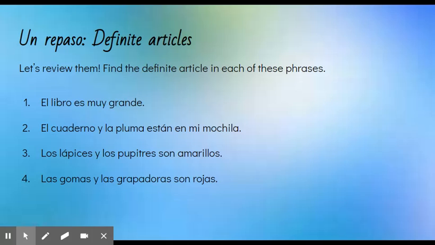In number one, the definite article is el. In número dos, el cuaderno y la pluma están en mi mochila. We have el and la in that sentence, two definite articles. Número tres, we have los lápices y los pupitres son amarillos. Here we have los and los for our definite articles. And número cuatro, las gomas y las grapadoras son rojas. We have two definite articles, las and las.